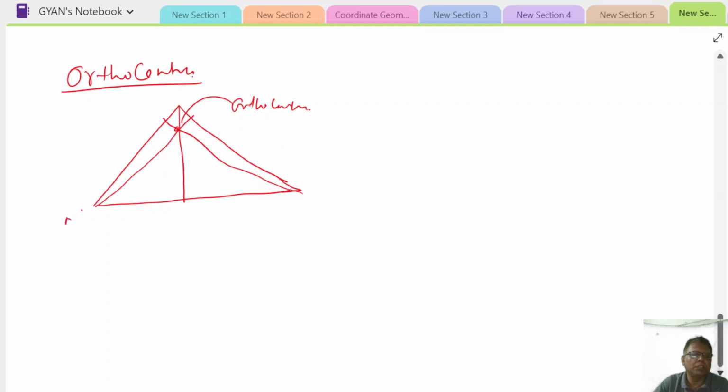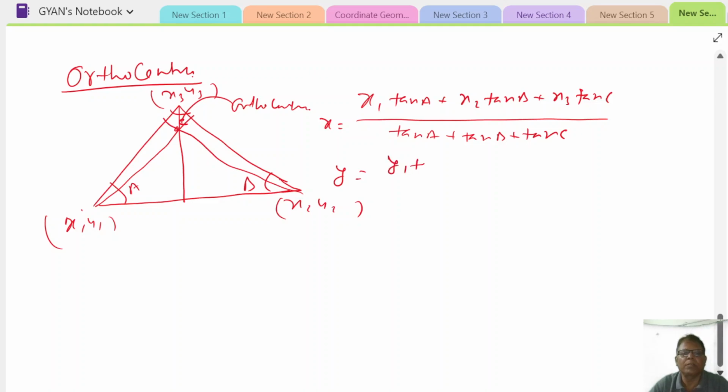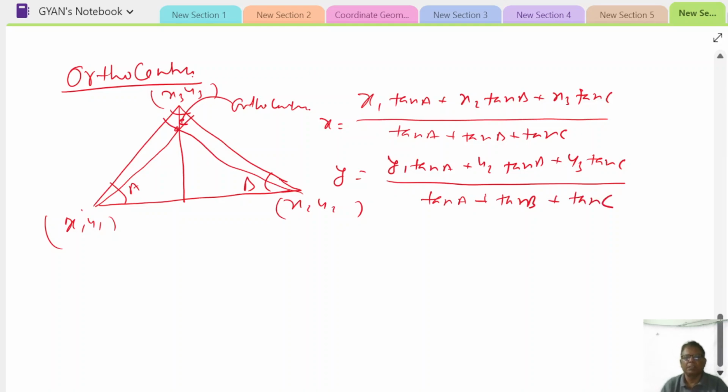So this is A, x1 y1, and this is x2 y2. This is x3 y3. What is the angle A? Angle A here, angle B here, angle C here. So what is the orthocenter point? The orthocenter point will be x1 tan A plus x2 tan B plus x3 tan C divided by tan A plus tan B plus tan C, that is equal to x, and y is equal to, similarly, y1 tan A plus y2 tan B plus y3 tan C divided by tan A plus tan B plus tan C.